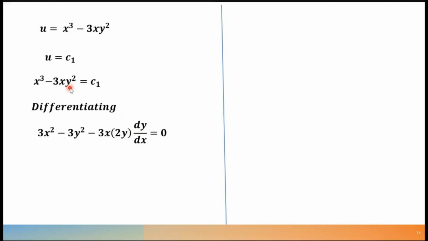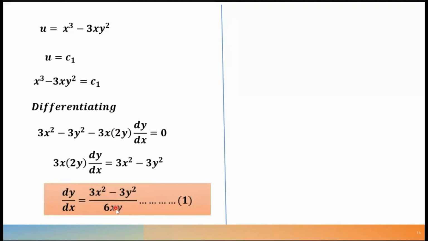ठीक है, u into v apply किया है, y square का derivative हो जाएगा 2y into derivative of y is dy by dx. Why? Because y is a dependent variable. यहाँ से हमें dy by dx निकालना है. So 3x to y dy by dx will become 3x square minus. इसको मैं दूसरे साइड में ले लूंगी. So dy by dx, I can cancel 3 also throughout. Dy by dx is 3x square minus 3y square upon 6xy.